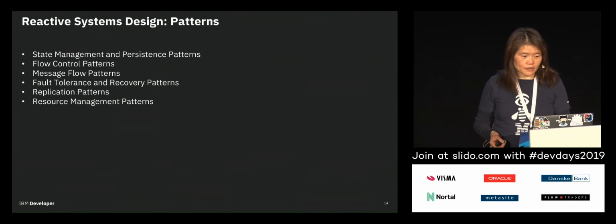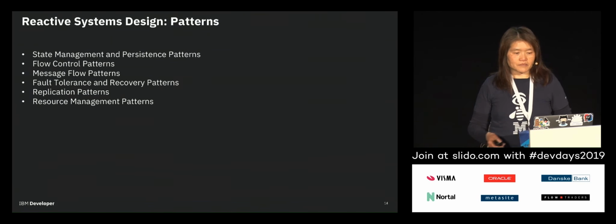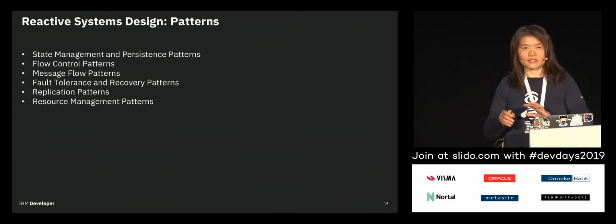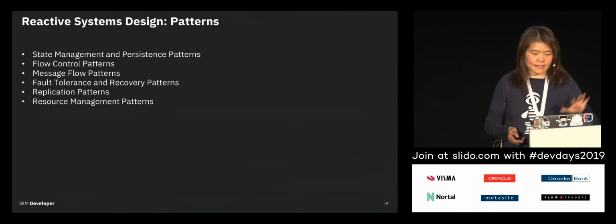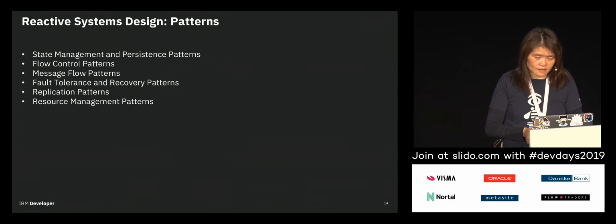Okay, so next I'll go into reactive systems design. Again, I won't have time to go into all of the patterns, but because with reactive systems we're dealing with systems as a whole, there are many components, so there are some ways that we need to manage them. These patterns are categorized into essentially six larger patterns: state management and persistence patterns, flow control, message flow, fault tolerance and recovery, replication patterns, and resource management too.